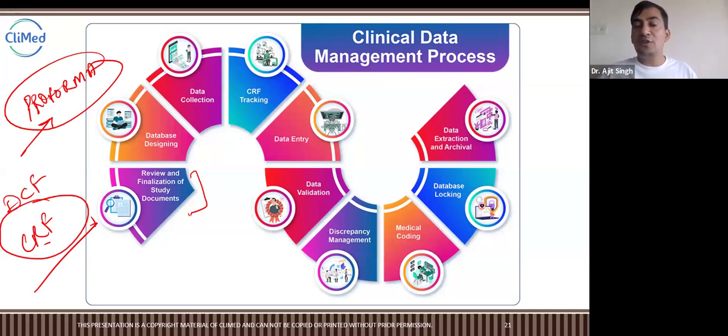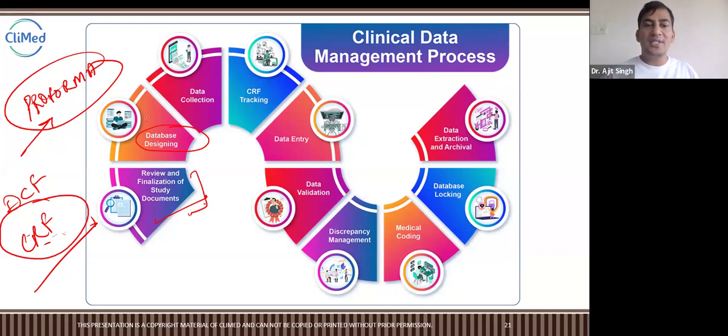CDM people start working from the first stage, where they review and finalize the study documents like CRF and proformas. Based on that, they design the database and electronic data capture forms, like in RMS, RabMain or REDCap. They create the entire design and give access to every site or investigator, who keep the data in the electronic data capture format, right?